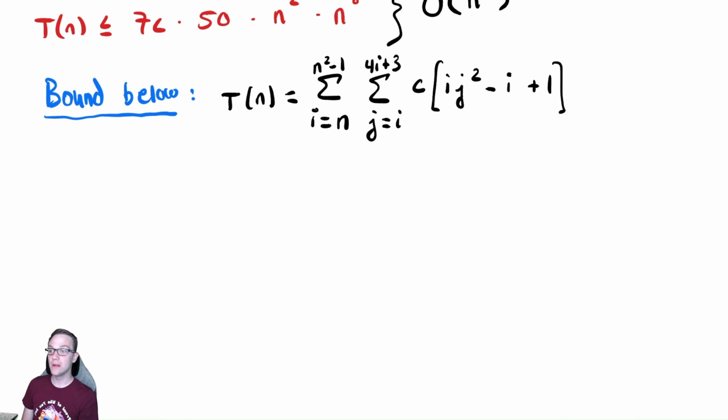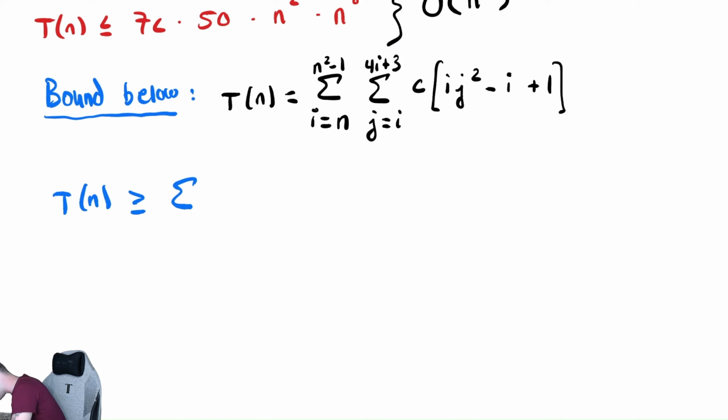And now we need to figure out what to do. In our previous problem, the first thing that we had done was to increase the range. When bounding below, we can do the exact opposite thing and it works out exactly the same. Instead of increasing the range, we can decrease the range. So the first thing I'm going to do is take the innermost summation and adjust it. The outermost summation, the one going from n to n squared minus 1, remains untouched.